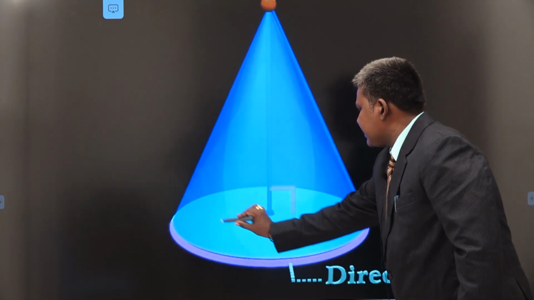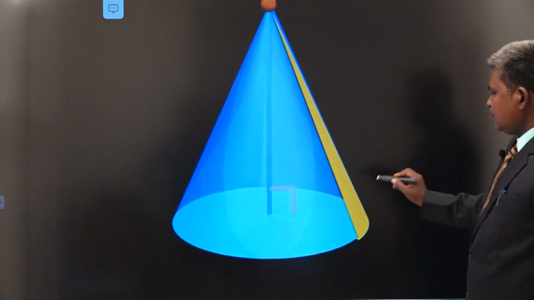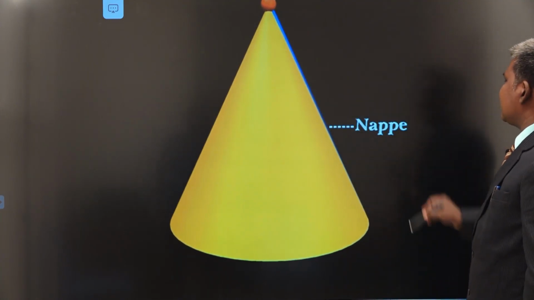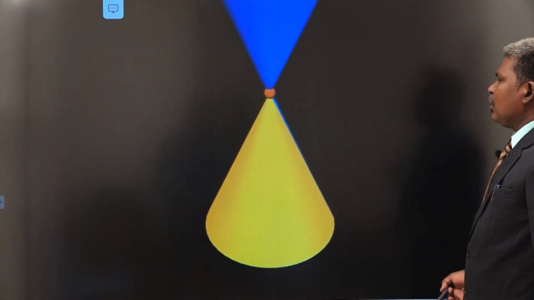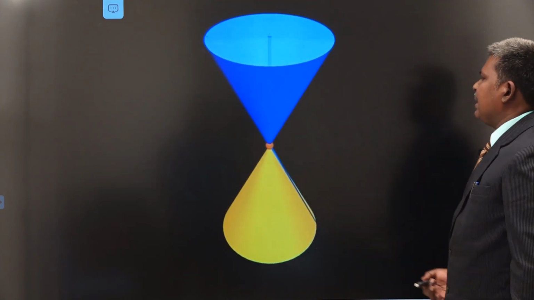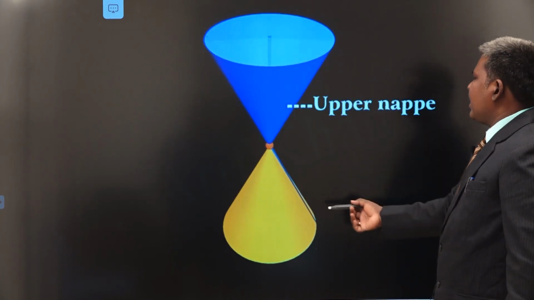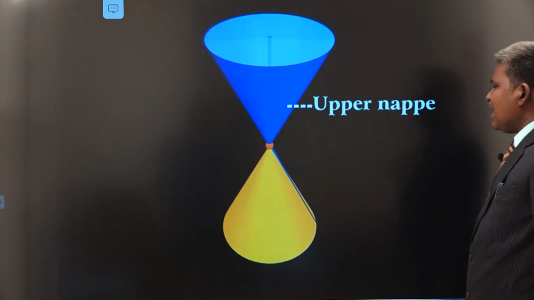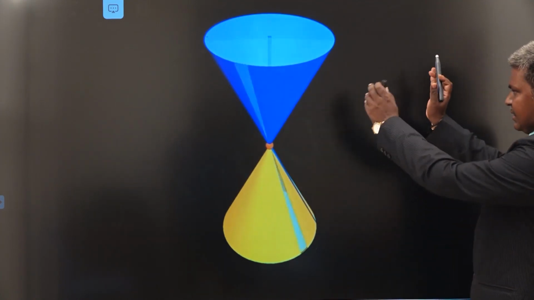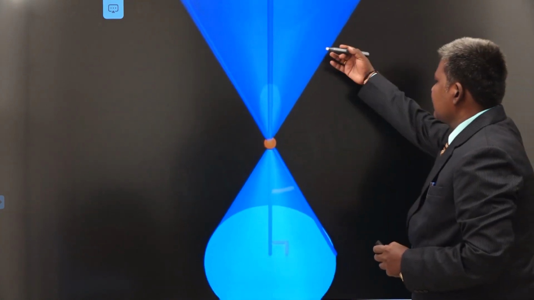This is called the directrix. Now this is the base, this is the lower part, this is the nappe. It is called the lower nappe, it is below the vertex. This is called the upper nappe, it is above the vertex. So there are two nappes, one is the upper nappe and the other one is the lower nappe. So this is the vertex. This is the way to construct the double right circular cone.